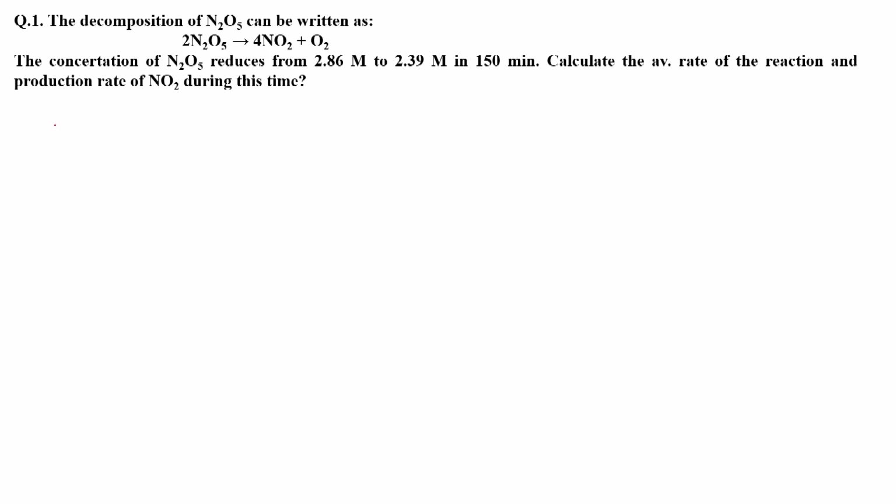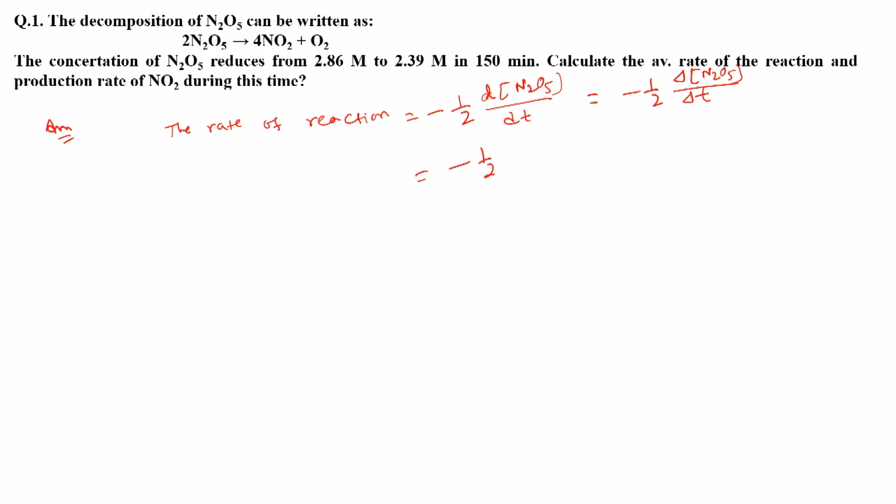Okay, so the rate of reaction is minus half d concentration of N2O5 by dt. Okay, so we can write this one as minus half. For finite change, you can write change in concentration of N2O5 by change in time. So we write minus half.